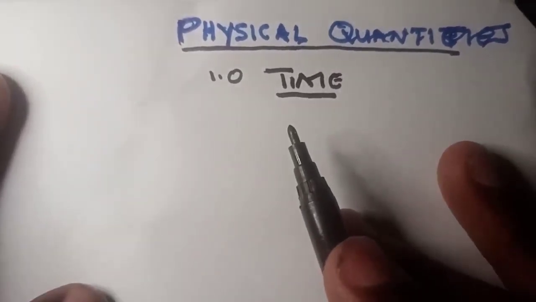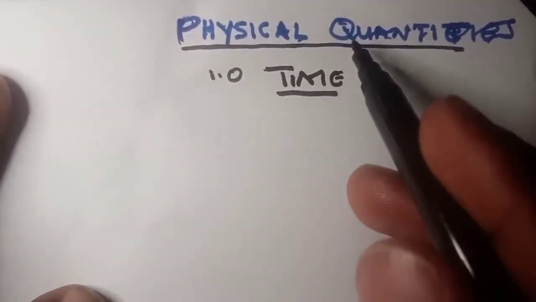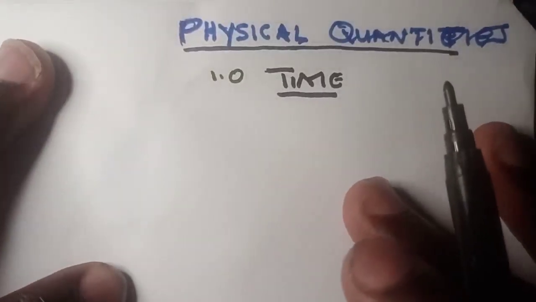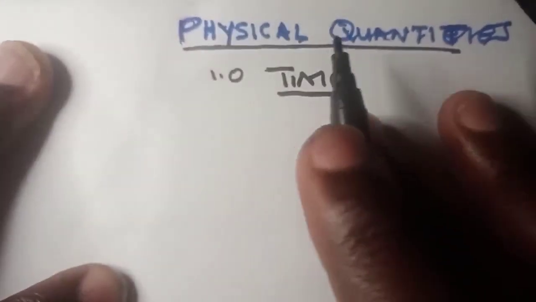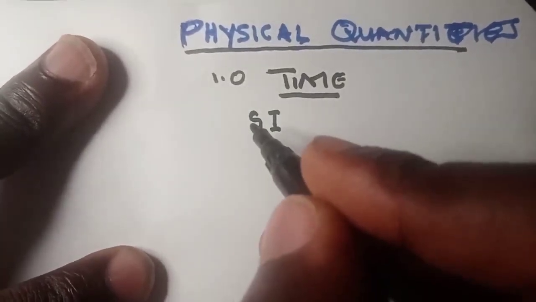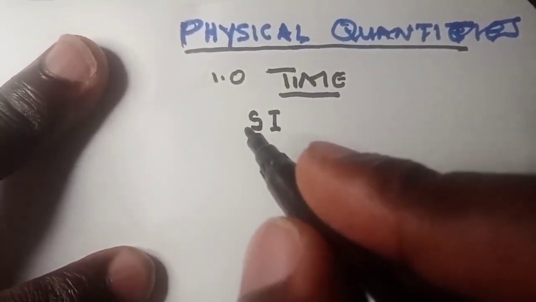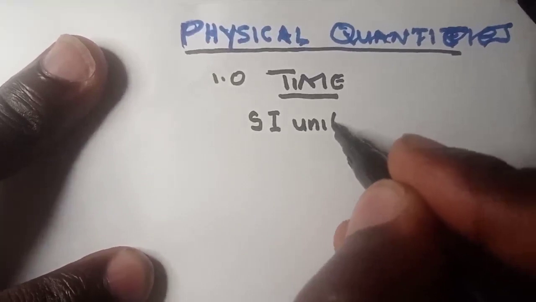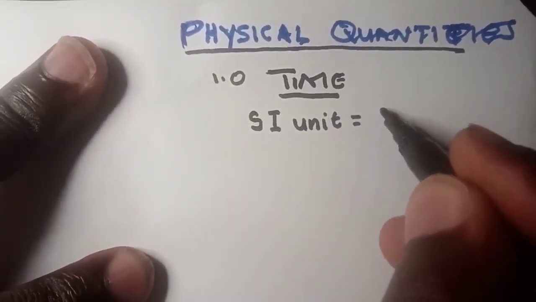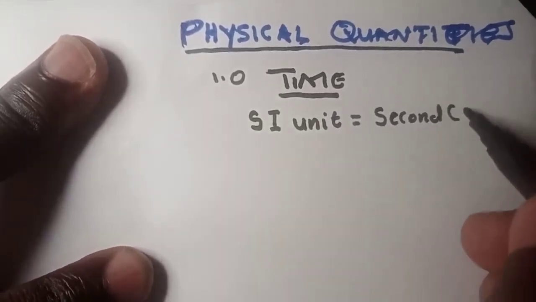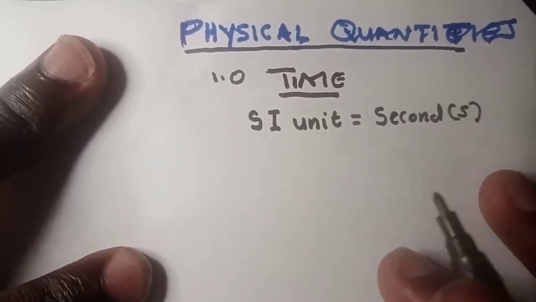So time is a physical quantity, and we say a physical quantity is simply anything measurable on an object. Under time, the SI unit, the international standard unit, that's what SI means. So the international standard unit for time is what? Seconds. Time is measured in seconds. That is the SI unit.